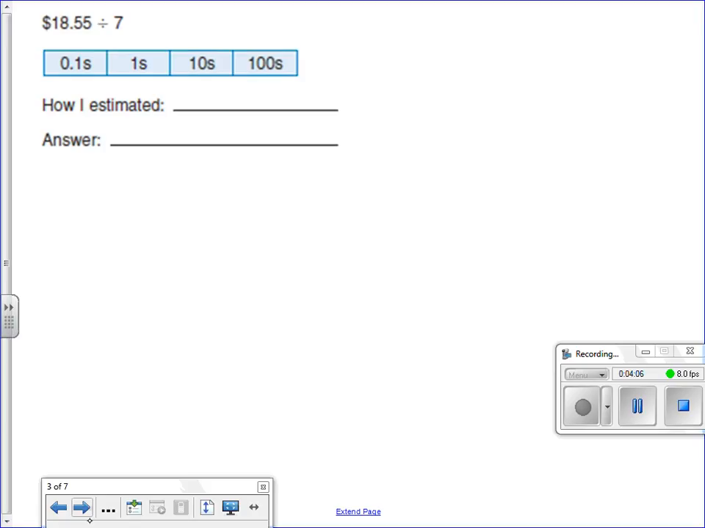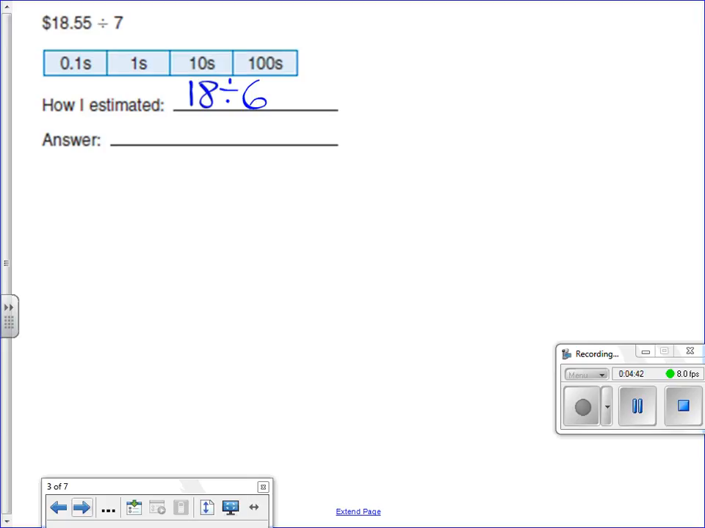Now I'm going to be dividing some money here. I'm going to be rounding to see what I could have my answer closest to. I have $18.55 divided by 7. Well, I know 7 can't go into 18. I know 7 can't go into 19. I know 7 can't go into 20. I know 7 goes into 21, but then I'm changing 18 and 55/100 too far. I'm estimating too far. So I'm going to go ahead and have 18 and 55/100 rounded down to 18. Then I'm going to go ahead and change my 7 to a 6.